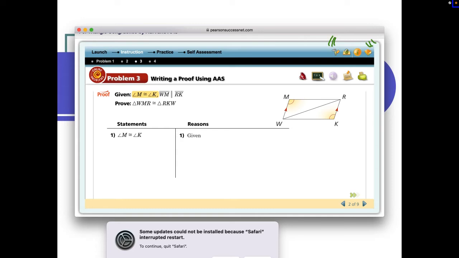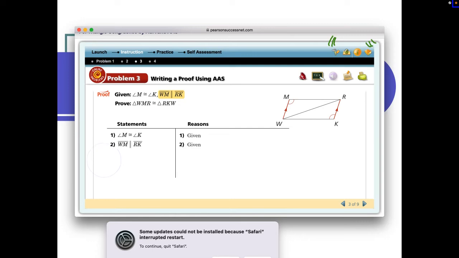Okay, let's look at another proof. Okay, we just have a few little proofs to go over. They tell me angle M is congruent to angle K. And since they tell me that WM and RK are parallel, what does that even tell me? If I know lines are parallel, what do they want me to use? That's like a transversal. Alternate interior angles. Okay, that's the whole reason.